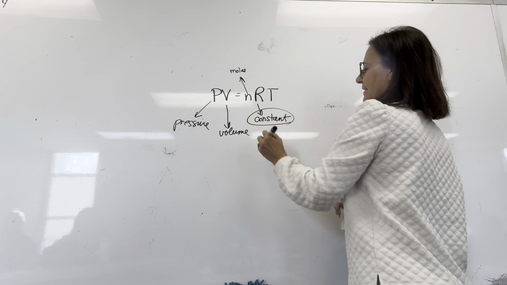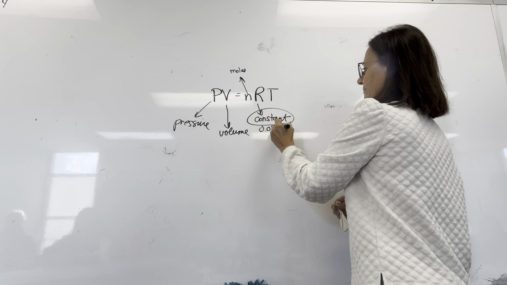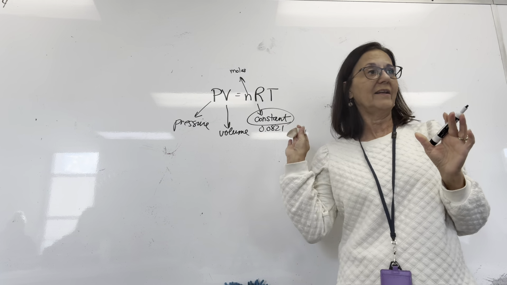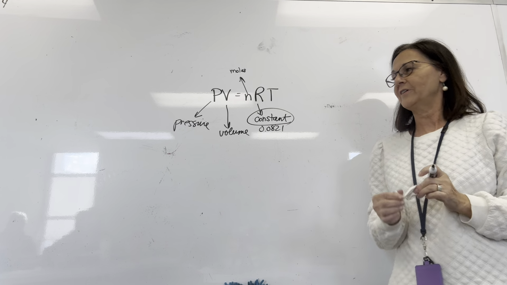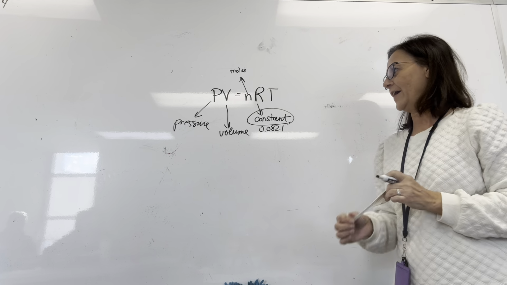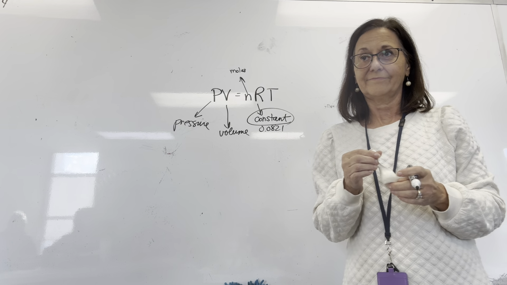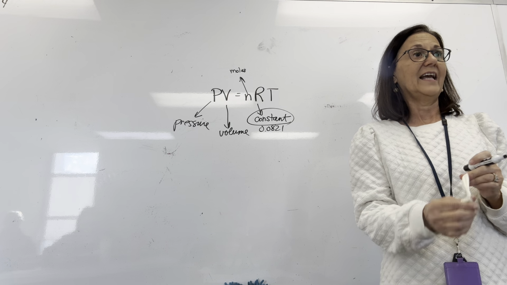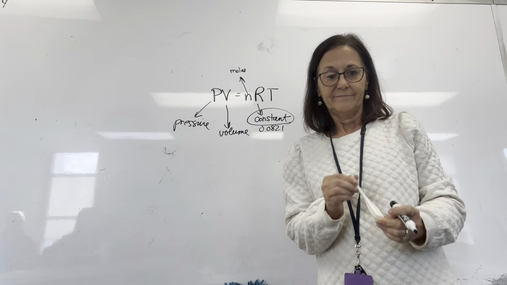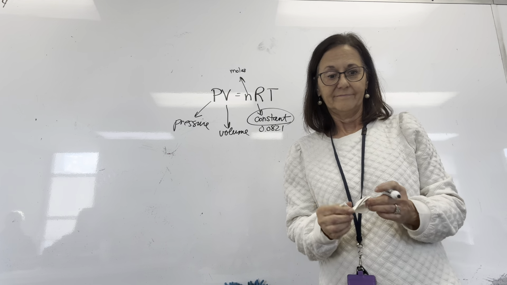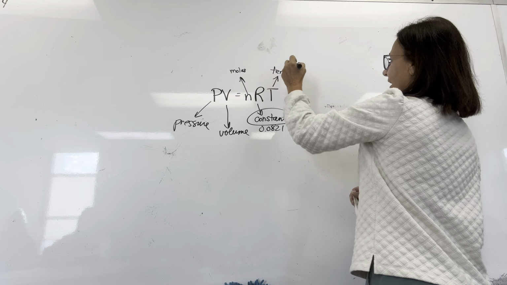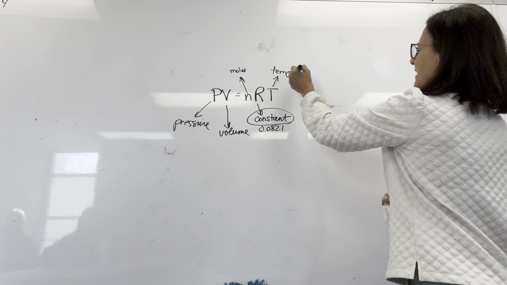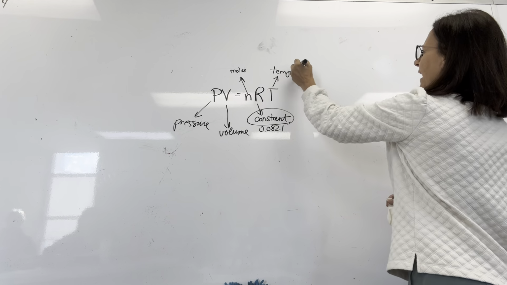R is a constant. It's never changing. It's a value, which we're not even going to deal with today. It's like pi, it doesn't change. Yes, the R constant is 0.0821. T is temperature, but that was a good guess. Temperature is in kelvins most of the time.